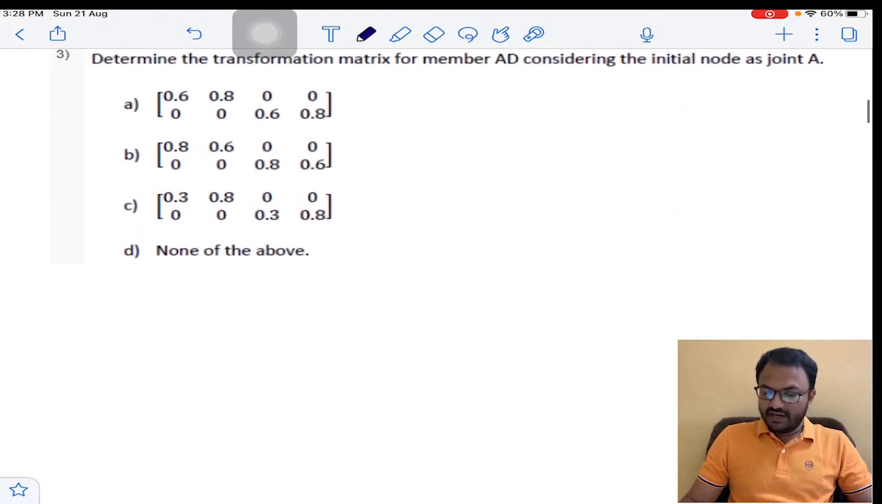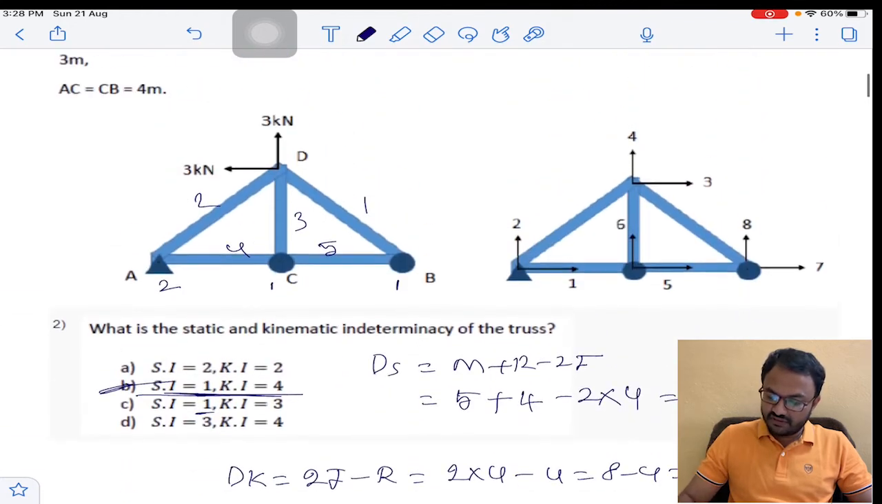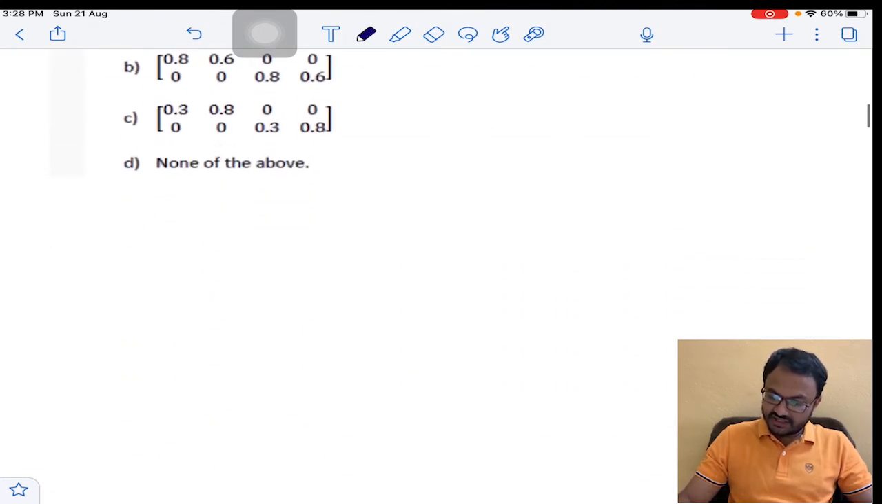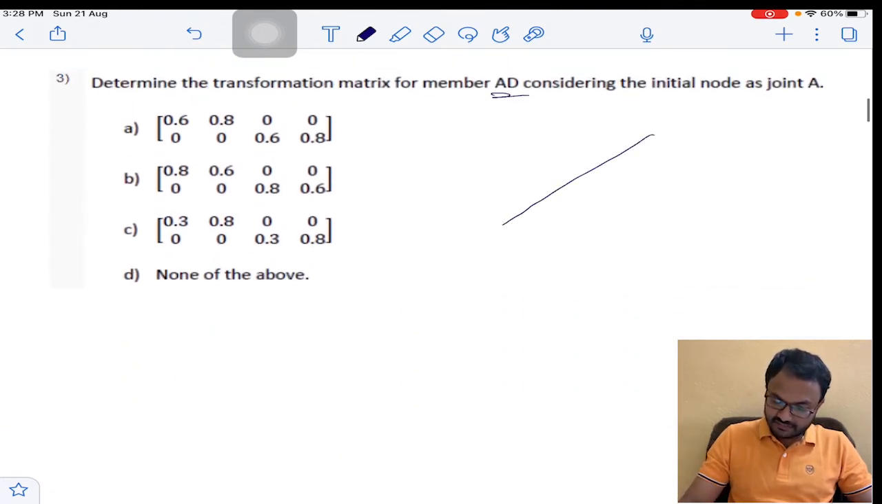Now coming to determine the transformation matrix for AD member. First of all, the AD member is this one. This is an inclined member. This is A and this is D. The initial node is A. So you can see here it is A. And the length he has given is 5 meters.